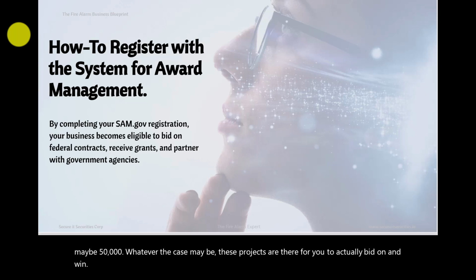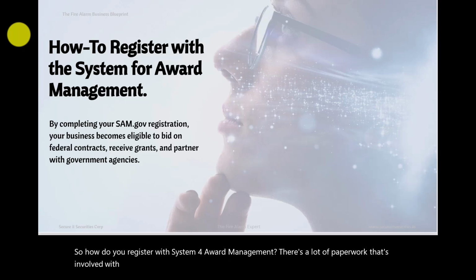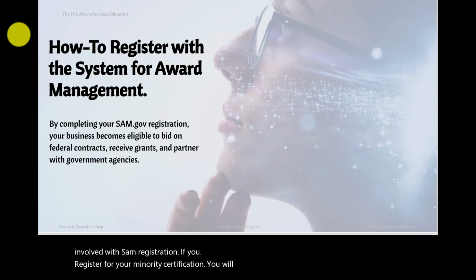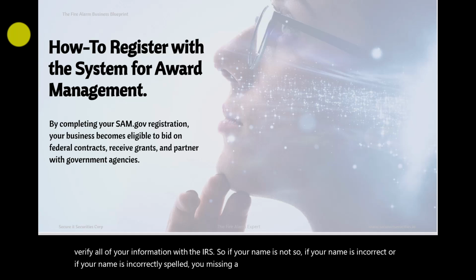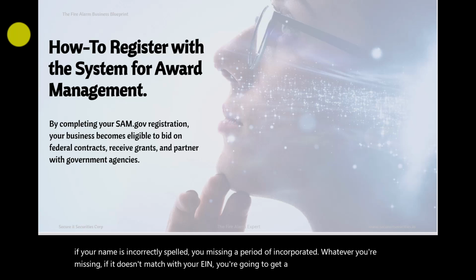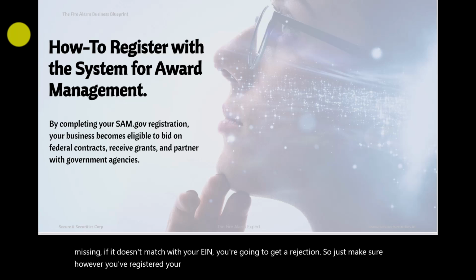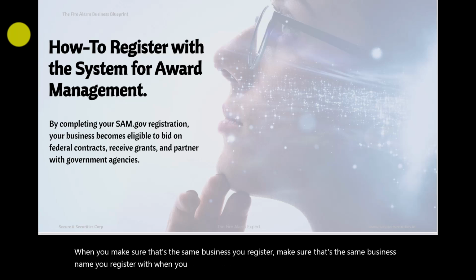So how do you register with System for Award Management? There's a lot of paperwork that's involved with SAM registration. If you register for your minority certification, you will understand the type of paperwork you will need for SAM registration. It's a lengthy process, and once you submit the application, they're going to verify all of your information with the IRS. If your name is incorrectly spelled, you're missing a period, a corp, incorporated, whatever you're missing, if it doesn't match with your EIN, you're going to get a rejection. So just make sure however you registered your business with all the characters, that's the same business name you register with when you go to the System for Award Management to register.